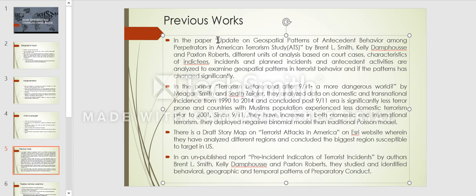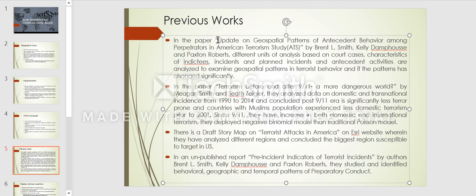The method that they used was a negative binomial model, as compared to the traditional Poisson model. And since we would be using an ArcGIS tool by Esri for the project, I have also referenced a story map based on the terrorist attacks in America, which is present on the Esri website. It's a draft map where they have analyzed different regions and concluded which is the biggest region susceptible to being a target in the US. And I'm pretty sure there are different story maps available pertaining to different countries as well.